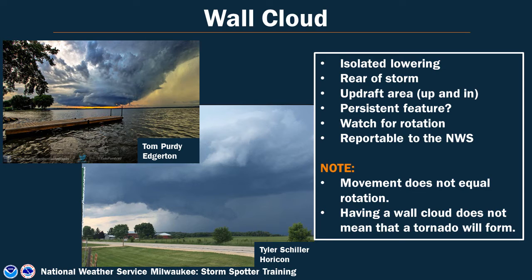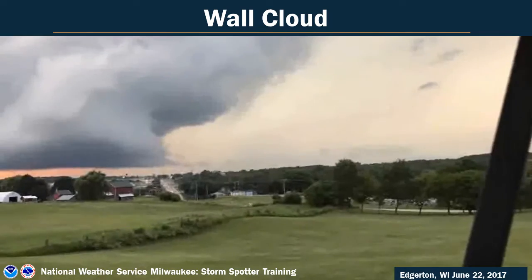Again, movement does not equal rotation, and having a wall cloud does not mean that a tornado will form. However, it does mean that the storm is at least starting to become capable of maybe producing a tornado, and it's something that we definitely want to know about.